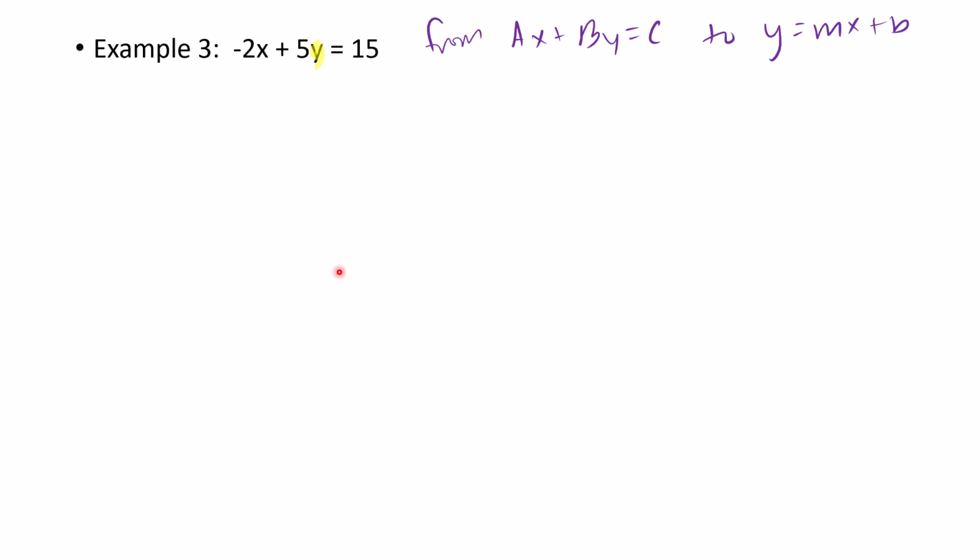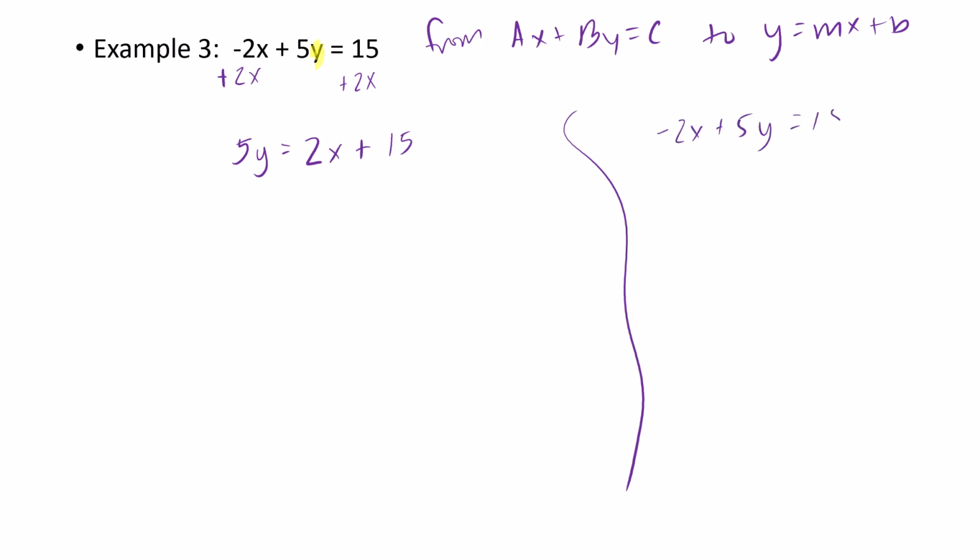But I go through in detail the mechanics of this, which I'm not going to do at this time because it's assumed that we've already done it. To get the y by itself, we will first add 2x to both sides. And so negative 2x plus 2x is 2x, leaving me with 5y. And then over here, I will have 2x plus 15. Now, some of you might be saying, well, wait a minute. If you were adding the 2x, shouldn't it look like this? Like 15 plus 2x? Well, yes.